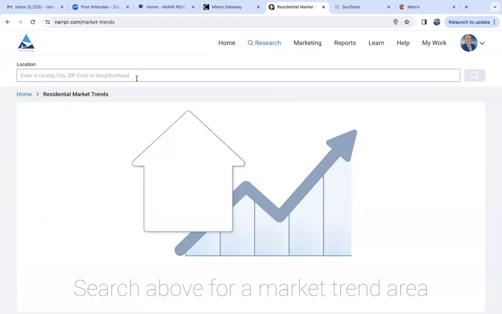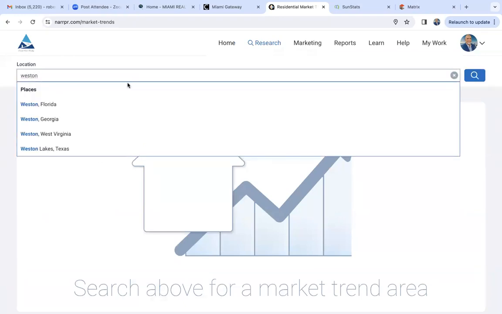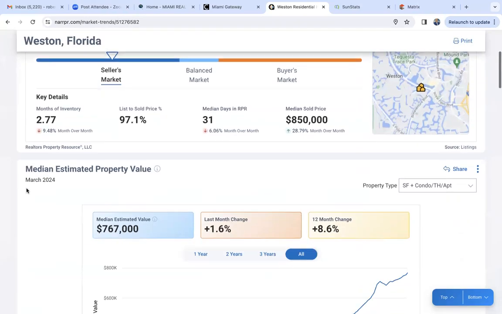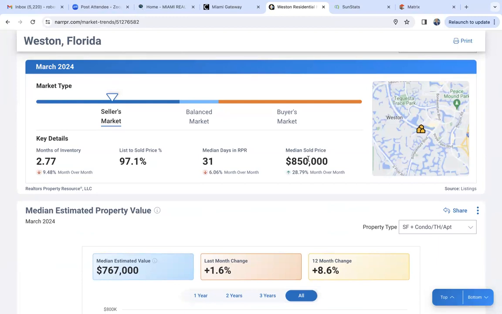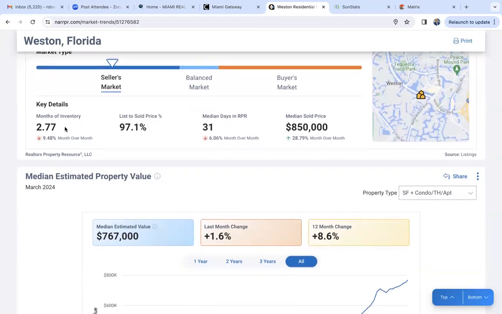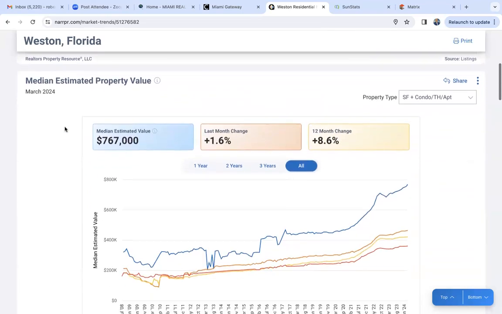So for those of you that are new, you want to follow that little guided tour. Otherwise, you can just come over here and say, all right, I have a client who's very interested in the city of Weston. All right, we're going to click on Weston, the city of Weston. So right away, I know that the median sales price in Weston is $850,000. I also know they're selling at 97% of the original price. And here it's telling us in Weston, we're looking at 2.7 months of inventory.